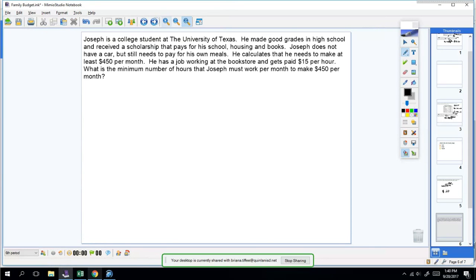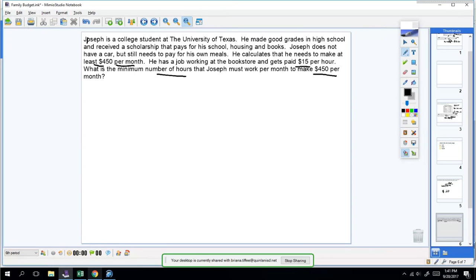Okay, last one. Now the last one looks pretty daunting because it's pretty long, but let's read it. It says Joseph is a college student at the University of Texas. He made a good grade in high school and received a scholarship that pays for his school, housing, and books. Joseph did not have a car, but still needs to pay for his own meals. He calculates that he needs to make at least $450 per month. He has a job working at the bookstore and gets paid $15 an hour. So what's his minimum number of hours he needs to work to be able to make the $450 per month?